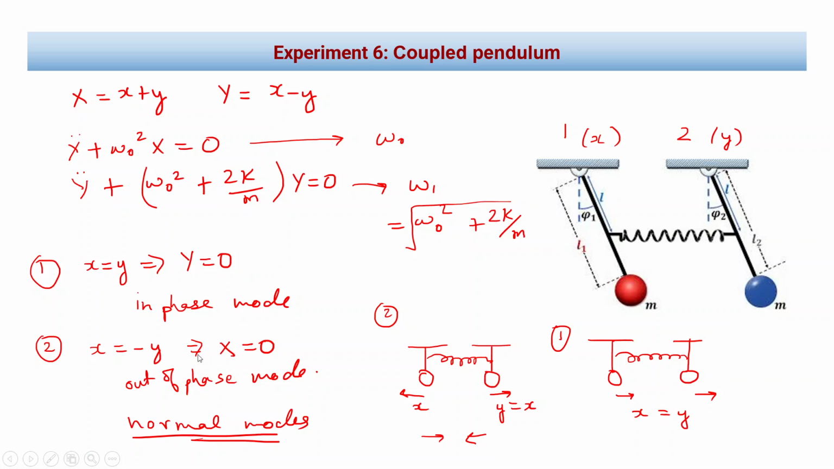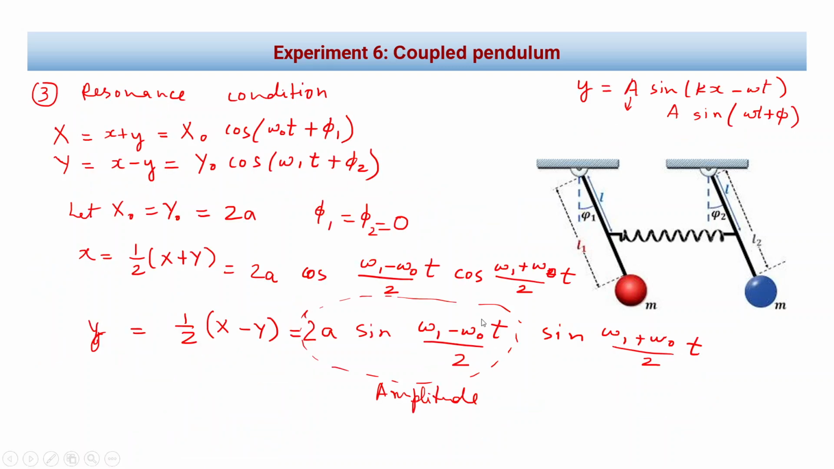When we do out of phase mode displacement, they are displaced by the same amount but in opposite directions, so they are called out of phase mode. And here the contribution in frequency is also because of this spring. So these two were called normal modes.